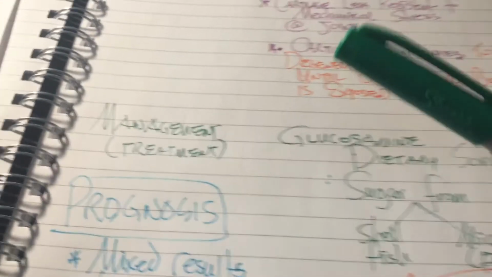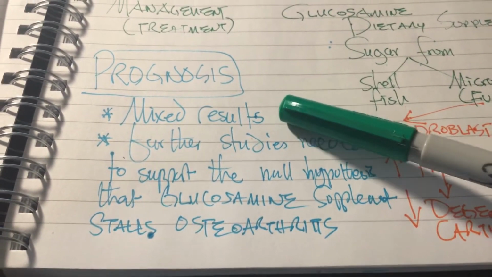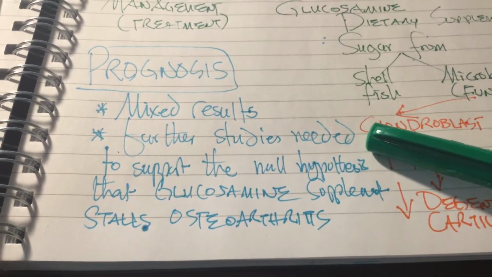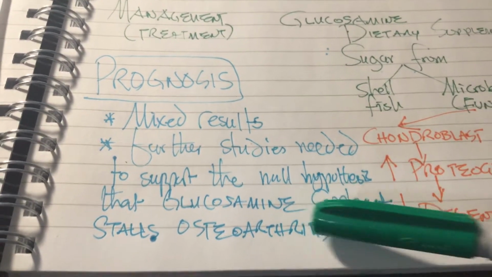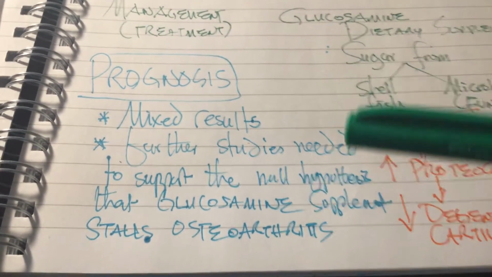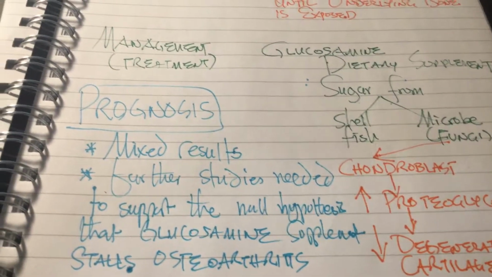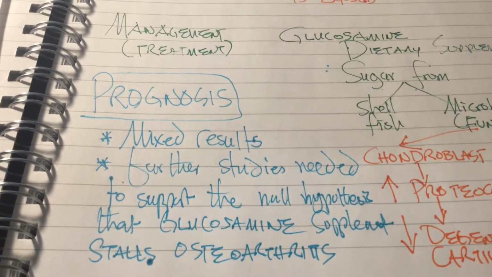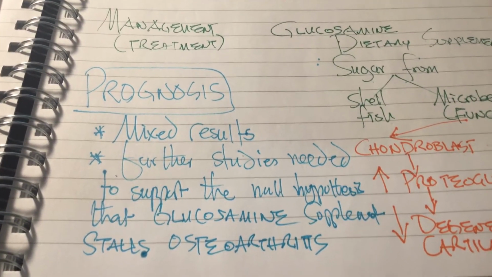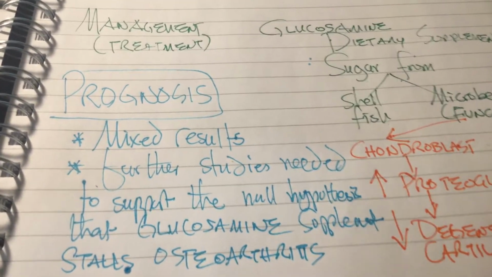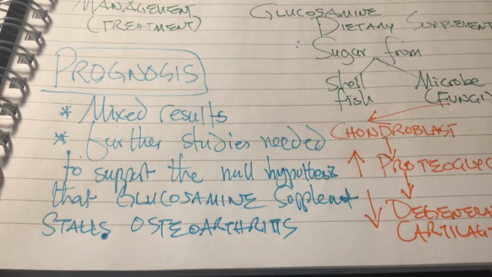But currently, the prognosis or the outcome of the treatment is that there are mixed results. So further studies need to be done. Basically, there's not enough evidence to support the hypothesis that glucosamine supplement stalls osteoarthritis, or stalls the degeneration of the cartilage. So further experiments and studies need to be carried out in order to support the hypothesis.